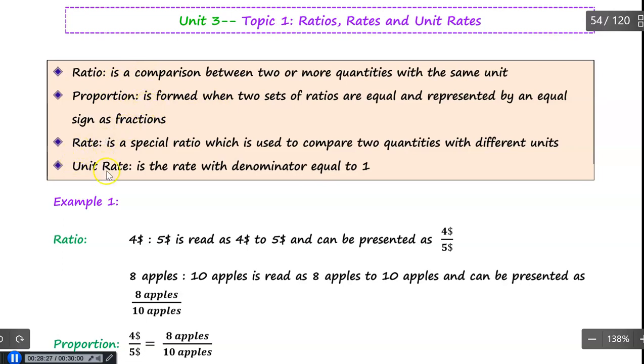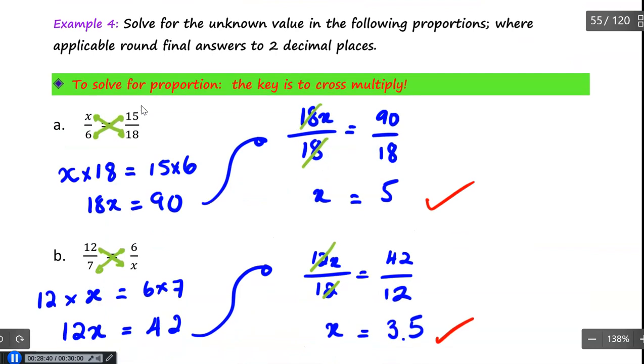Without rate, you don't have unit rate. Rate represents different units. Unit rate is when your denominator equals 1, but ratio has the same units. Proportion is 2 ratios equal to each other. So keep that in mind. And if you have 2 ratios equal to each other, to solve for the unknown, you apply the concept of cross multiply. Then you form a basic linear equation, which is just solving for the unknown x. Then you apply the concept that you already learned, and solve for x accordingly.